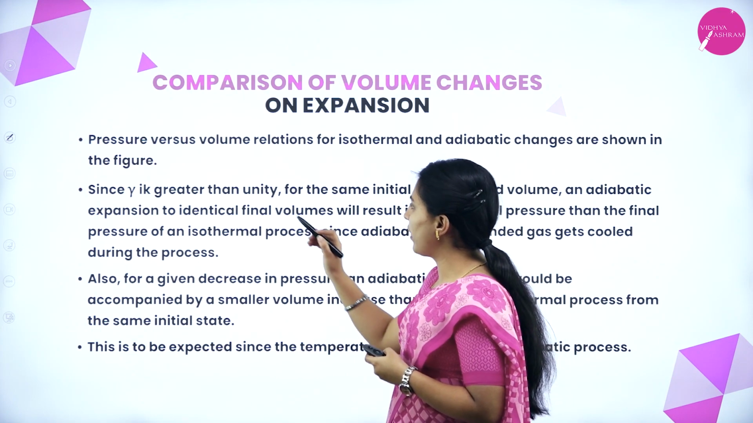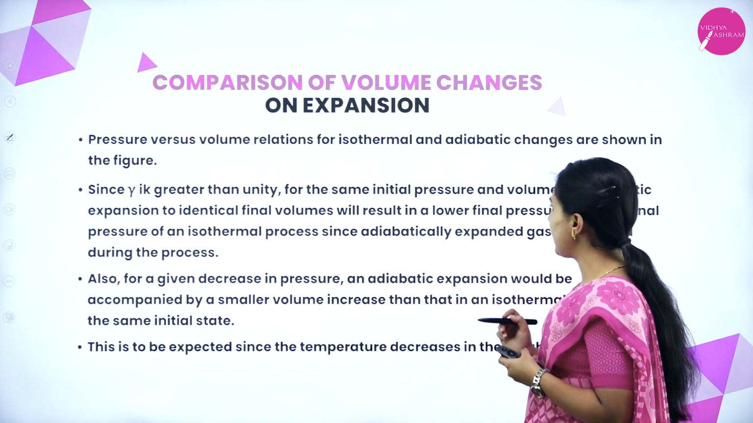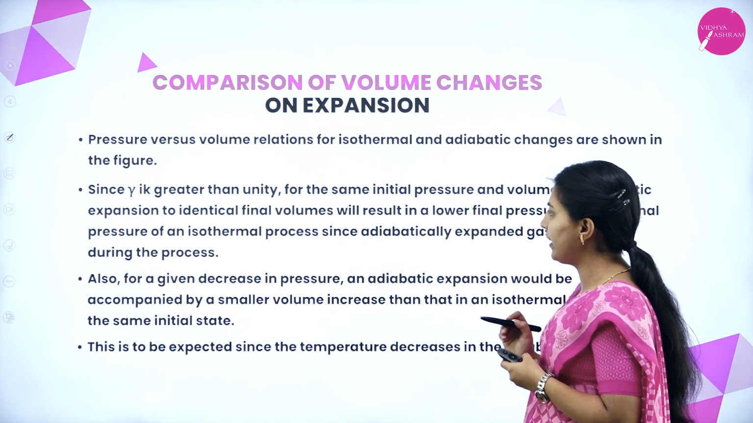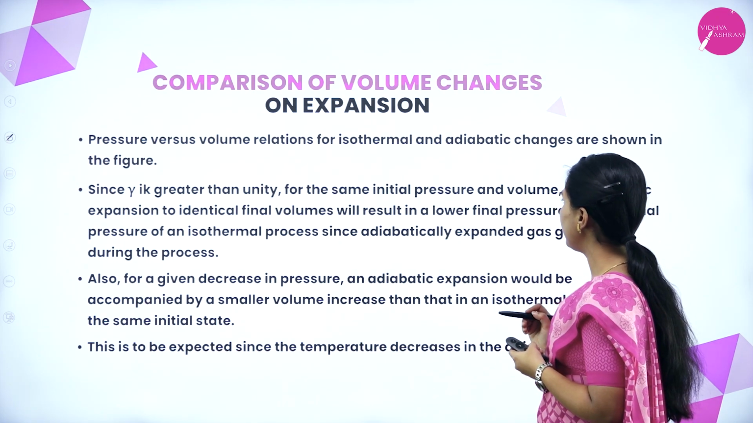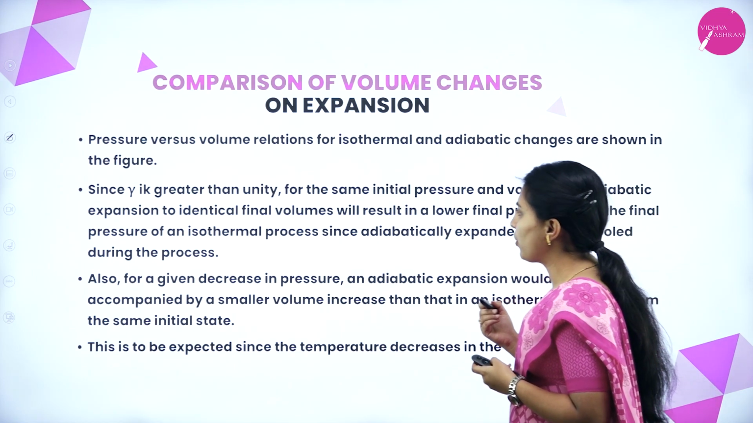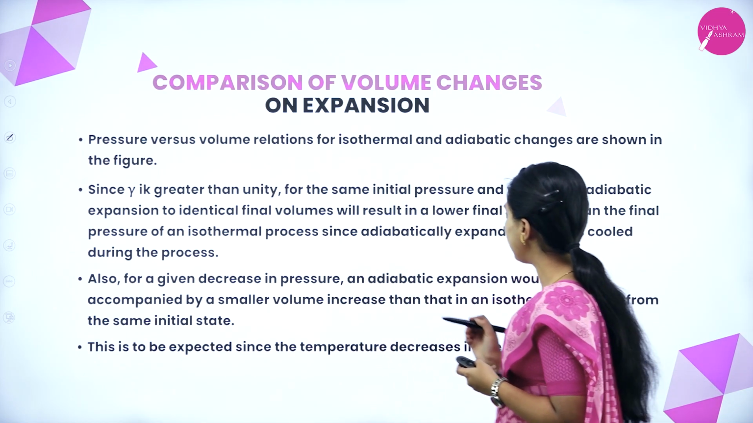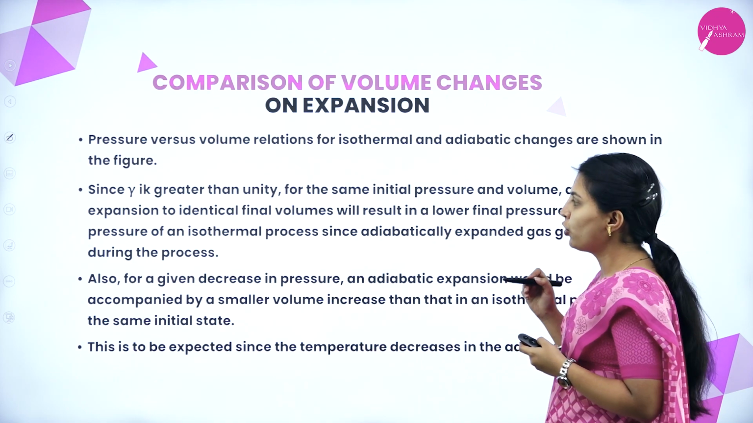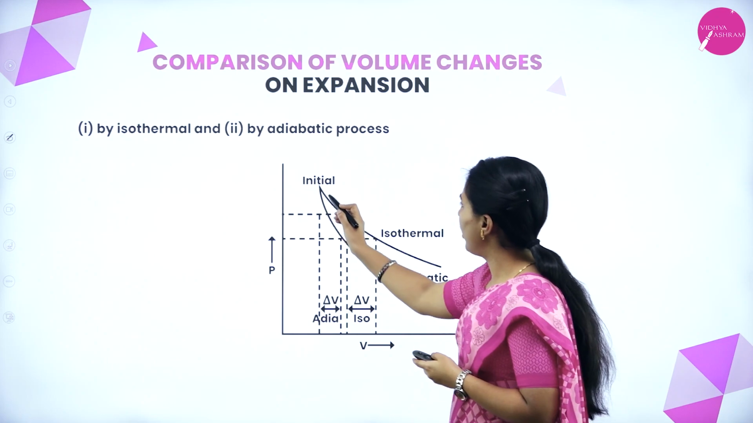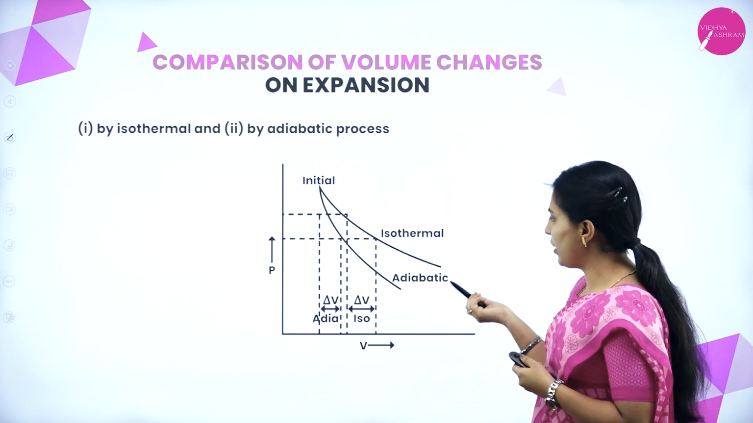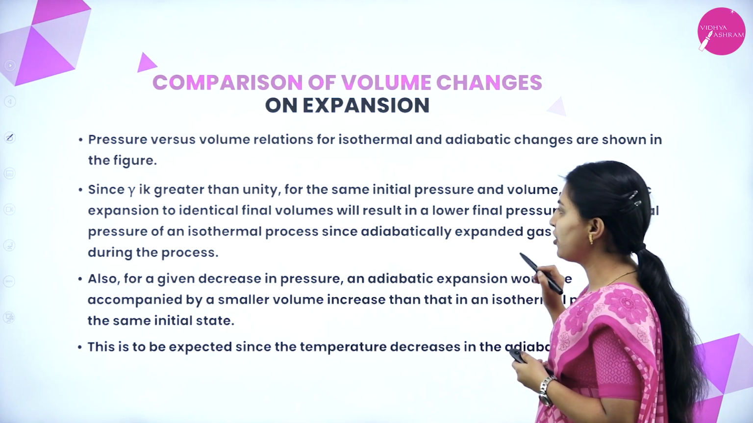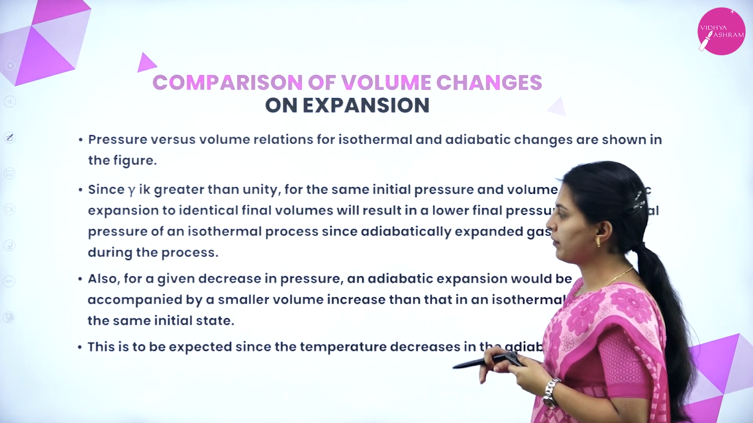Since gamma is greater than unity, for the same initial pressure and volume, an adiabatic expansion to identical final volumes will result in a lower final pressure than the final pressure of the isothermal process, since the adiabatically expanded gas gets cooled during the process.